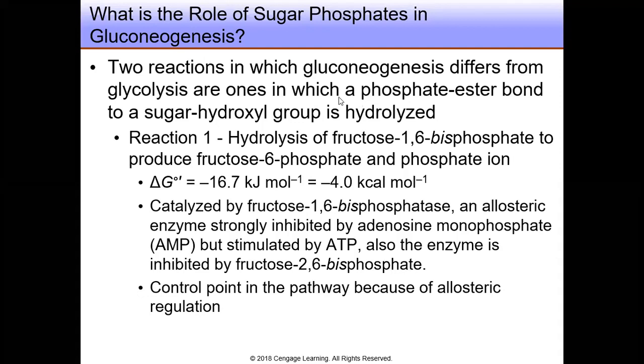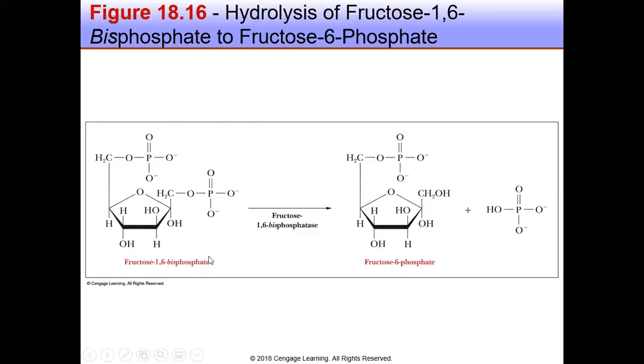Now, the two reactions in which gluconeogenesis differs from glycolysis are ones in which a phosphate ester bond to a sugar hydroxyl group is hydrolyzed. Reaction 1 is the hydrolysis of fructose 1,6-bisphosphate to produce fructose 6-phosphate and phosphate ion. Notice that this reaction is exergonic, catalyzed by fructose 1,6-bisphosphatase, an allosteric enzyme strongly inhibited by AMP but stimulated by ATP. The enzyme is also inhibited by the sugar phosphate fructose 2,6-bisphosphate, and this is a control point in the pathway because of allosteric regulation.